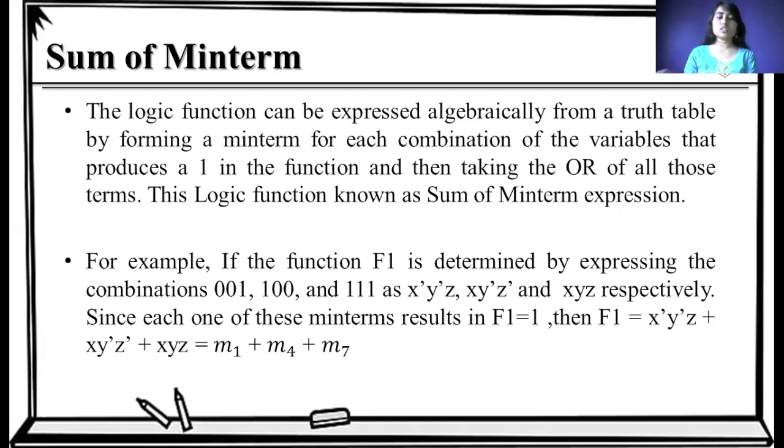So this is how we can represent any function. Here the minterm designated by 001 is designated by m1, using a small m as this is represented in minterm format. Then for 100 we have 4, so we designate this as m4. And for 111 we have 7, so we designate this as m7. So using m1 plus m4 plus m7 we can represent this function f1.